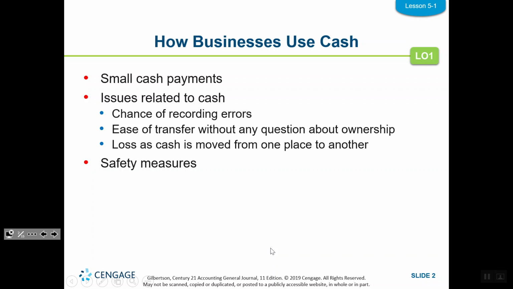There's easy transfer without question of ownership. So anybody can take a $10 bill and give it to somebody else. There's no questions asked. And loss as cash is moved from one place to another. So you're going to the bank, you drop a $10 bill, you lose it. Okay, so there's got to be safety measures in place when you use cash.